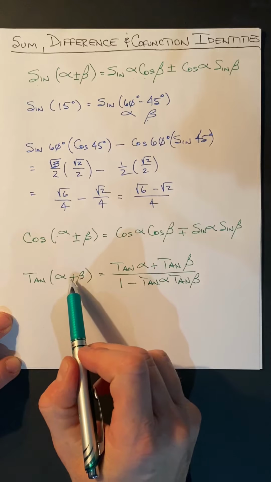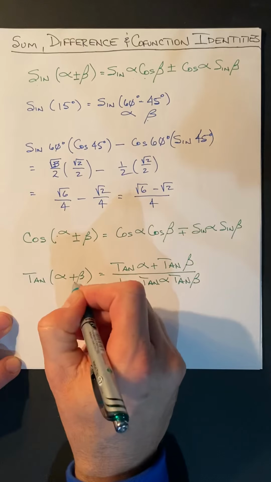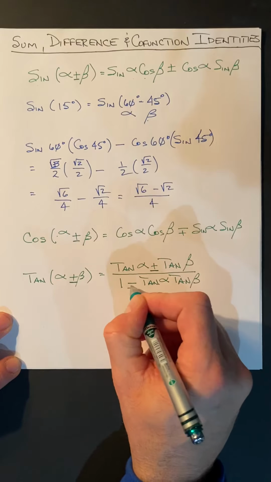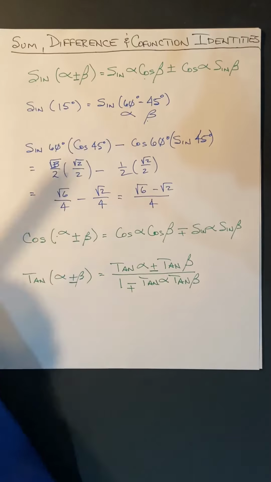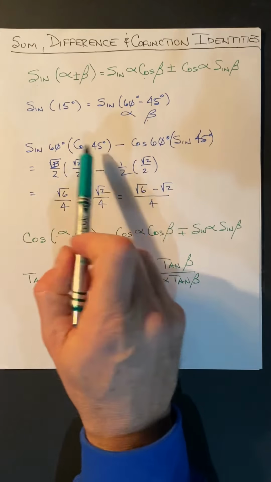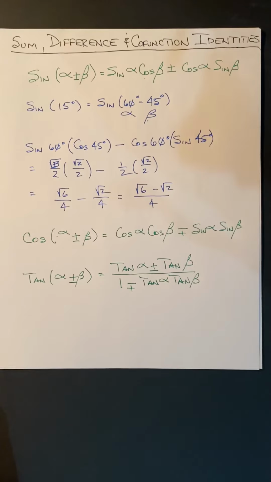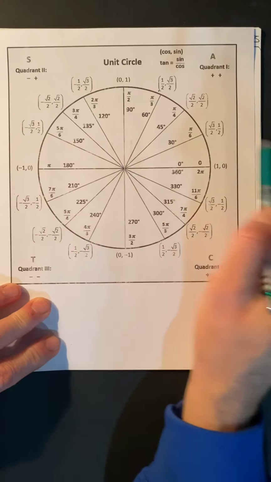So if I'm adding, I have addition in the numerator, subtraction in the denominator. If I'm subtracting angles, then I'm subtracting in the numerator and adding in the denominator, okay? So those are my sum difference identities that I can use to work through variations. And my example here, I had 15. It's not on my unit circle. I can represent it as 60 and 45 and work from that, okay?